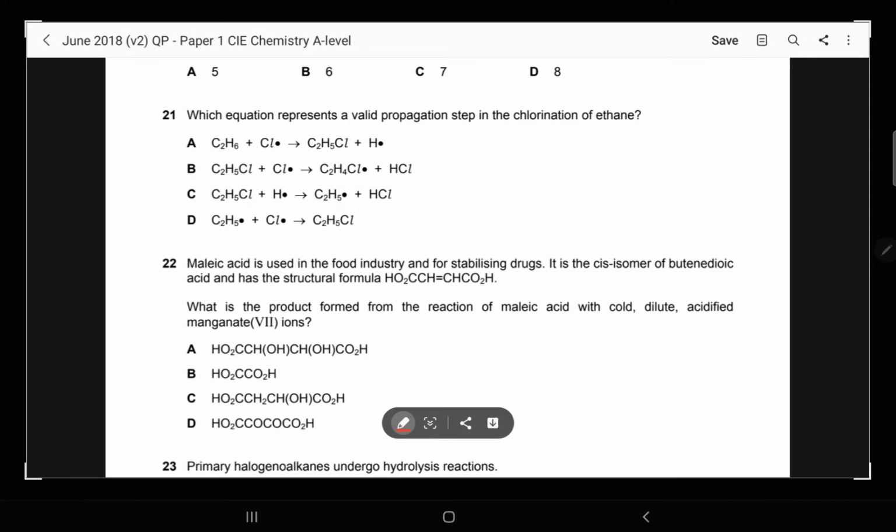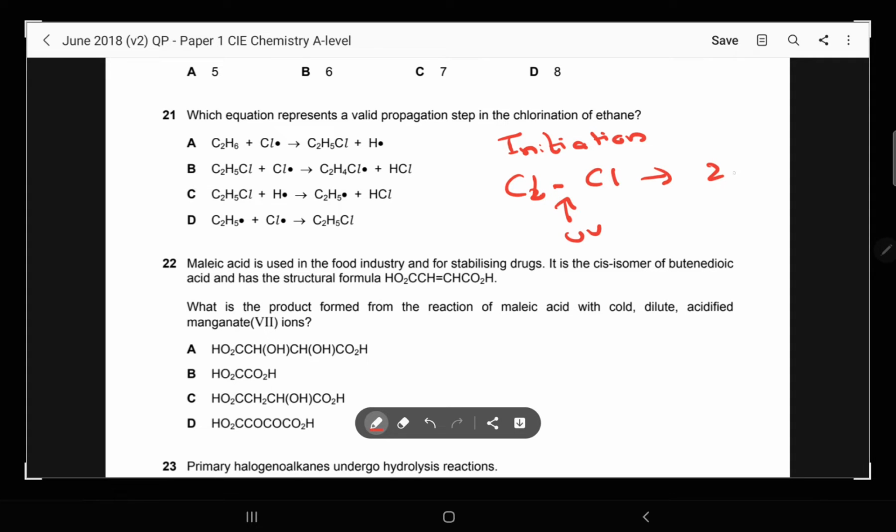Okay, so number 21. Which equation represents a valid propagation step in the chlorination of ethene? There are three steps to this. Initiation, where the Cl-Cl bond is attacked by UV light to produce two chlorine radicals. These guys are going to be moving the reaction forward.